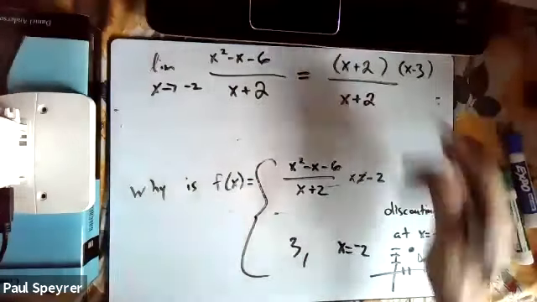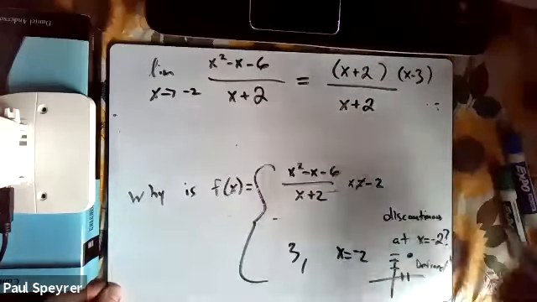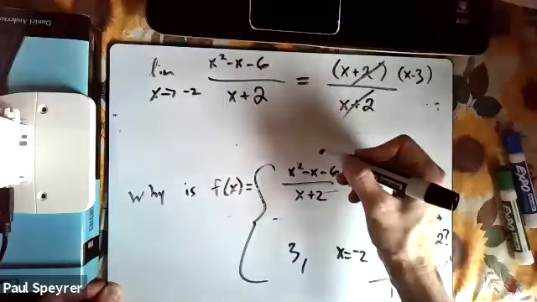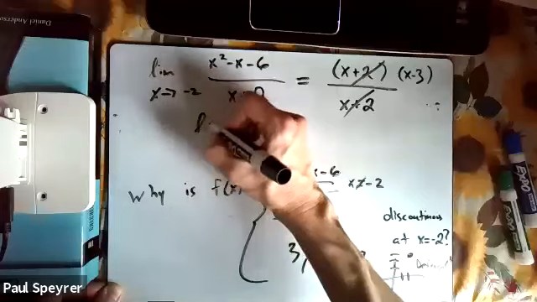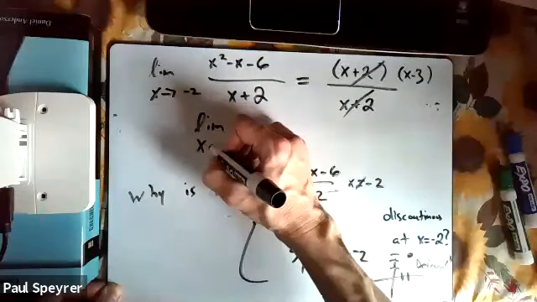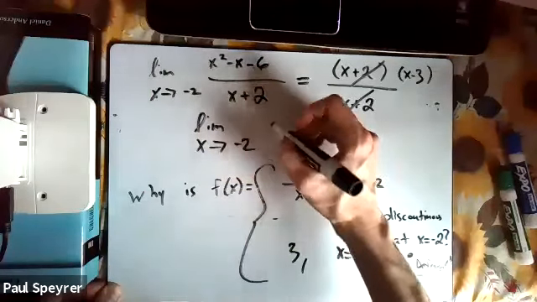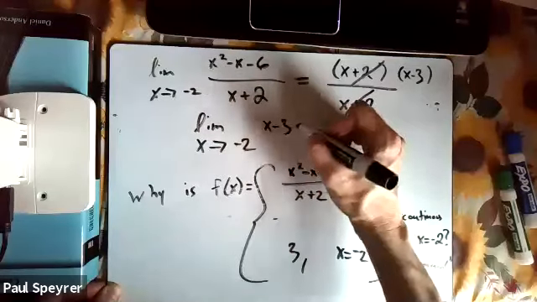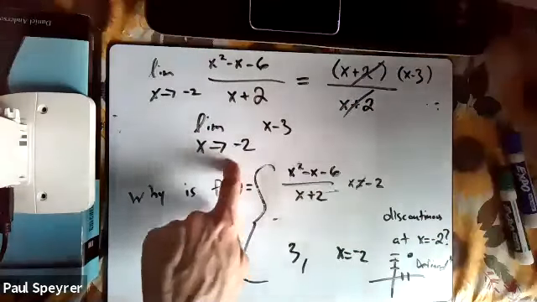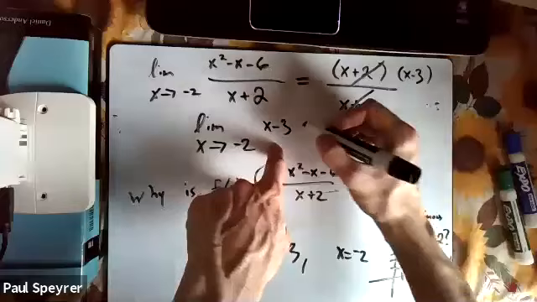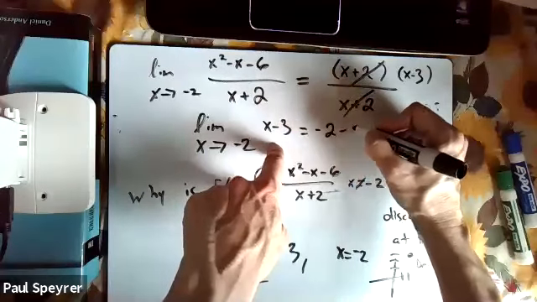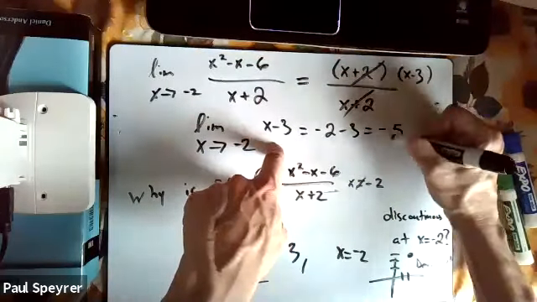Well, look at that. The x plus 2's go. So now we're left with the limit as x approaches -2 of x minus 3. Now can we plug in -2 into this? Sure can. This is -2 minus 3, and we get -5.